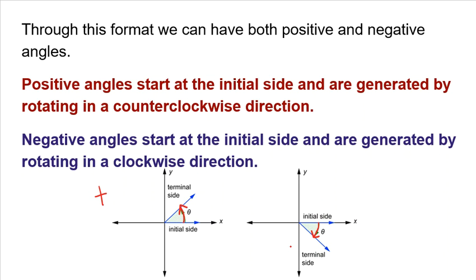If it starts rotating down, it's a negative angle. So now we're allowing angles to be positive or negative. And furthermore, we're going to allow angles to continue to rotate. So we're not going to just stop in quadrant 1.